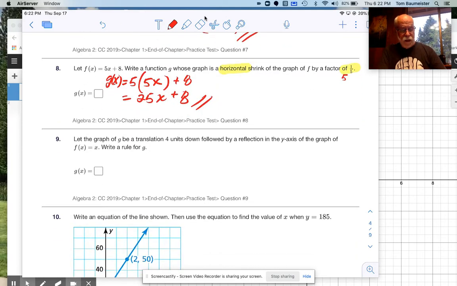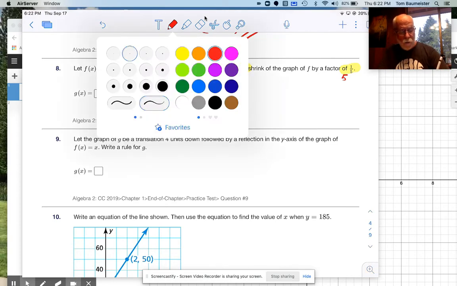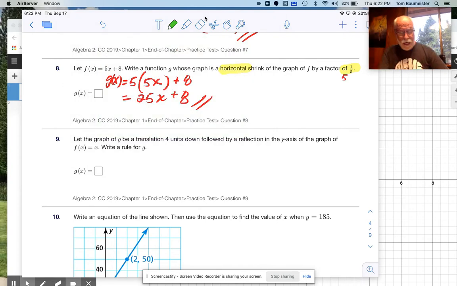Number 9, it's asking us to do 2 things. So remember, your book, when we did 2 things, it liked to have us start with h of x, and then they went to g of x. So first thing they want us to do, and go in the order they have it, they want us to go 4 units down. So if I take my f of x, which is x, with the h of x, again, down, that's on the outside, so I'm going to write that as x minus 4.